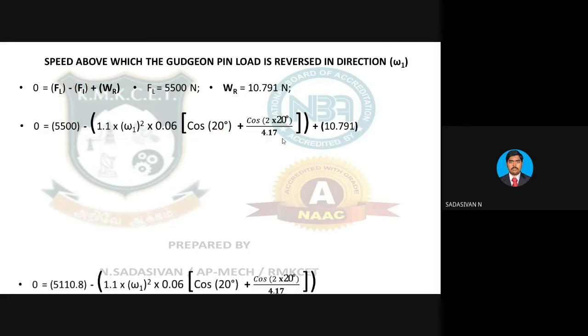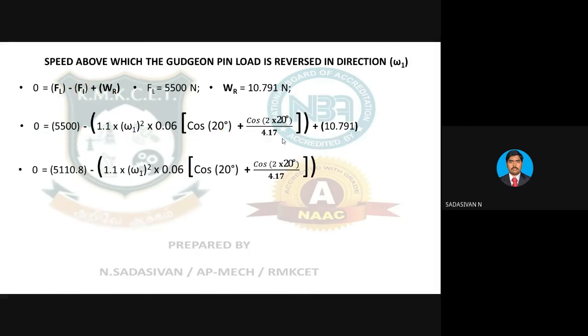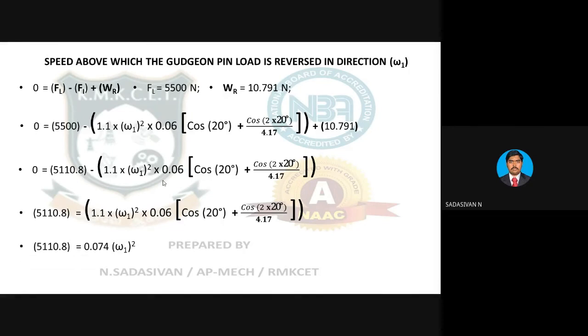So 5110, I'm just adding the weight of the reciprocating parts and bringing it here. Both are plus sign. So that becomes 5110.8 minus 1.1 omega square. Now solve this and find the value of omega. So 5110.8 equals 0.074 omega 1 square. So omega 1 equals square root of 5110.8 divided by 0.074.